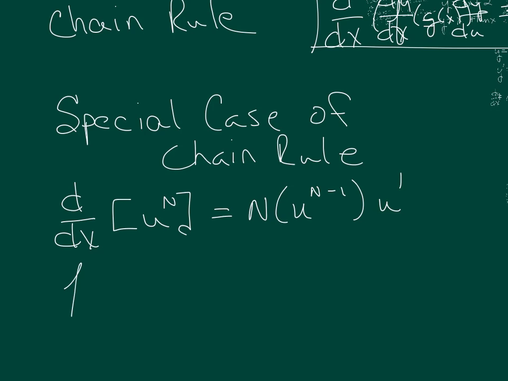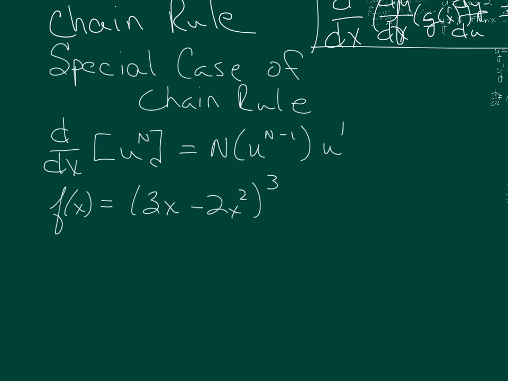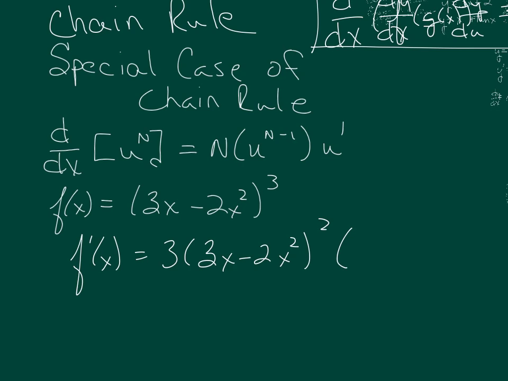If we had f of x equals 3x minus 2x squared, all cubed, and we want to take the derivative, I don't think I would want to take the time to multiply that out. It just would take a while to do all that. So we can use what we've been doing: 3 times the inner function, 3x minus 2x squared, squared, times 3 minus 4x. You could leave it like this, or you could distribute your 3 into this factor, but you are welcome to leave it just like that.